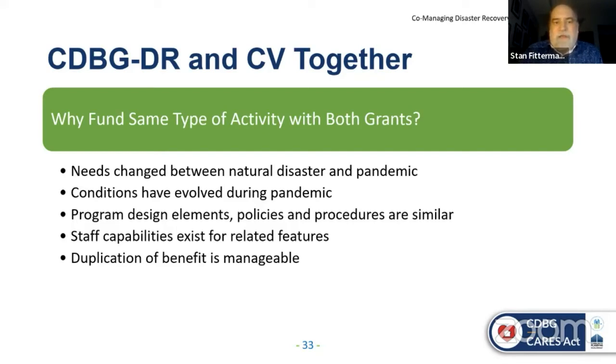Let's face it, program design elements, policies, and procedures are similar. As we've been saying, they're both based on CDBG. So our staff capabilities are going to be similar. They have to understand duplication of benefits for both, national objectives for both, and eligible activities for both. So we've got staff in place that could potentially manage both. And if we're funding a public facility, for instance, with both CDBG-DR and CV, we know how much money is coming from each source, so we can better manage the duplication of benefit aspect of the programs. Okay, next slide, please.